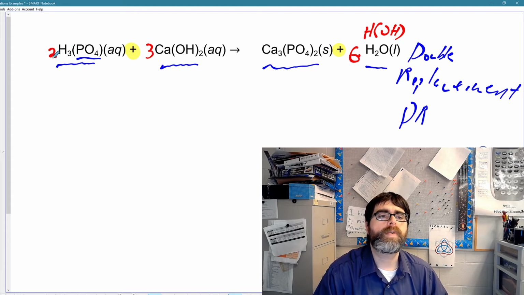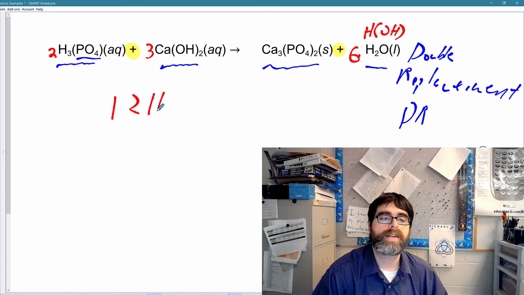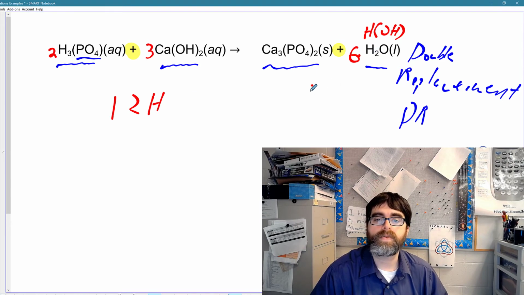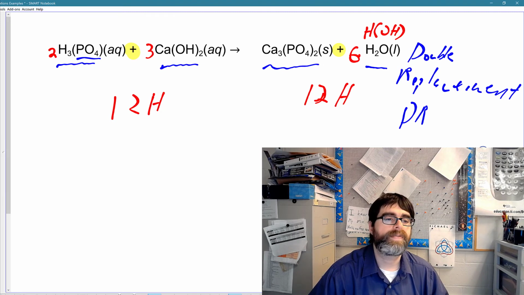So if we want to check the total number of hydrogens, for example, we have 2 times 3 hydrogens here, that's 6 hydrogens, and 3 times 2 hydrogens there, that's another 6 hydrogens. We should have 12 hydrogens total on the reactant side. And so then over here on the product side, we have 6 times 2, that's 12 hydrogens. And so again, it does work out. It's just a little bit trickier, and you end up getting into some steep coefficients sometimes with acid-base reactions, and especially with our last type of reaction.